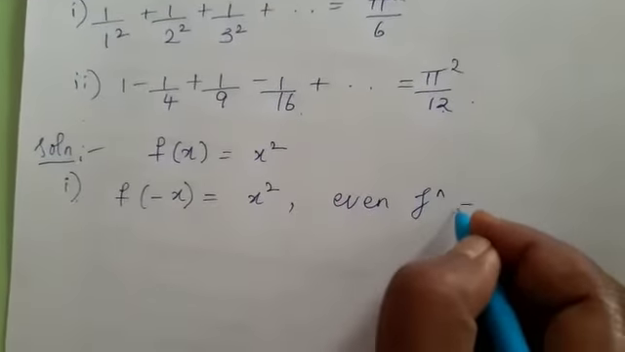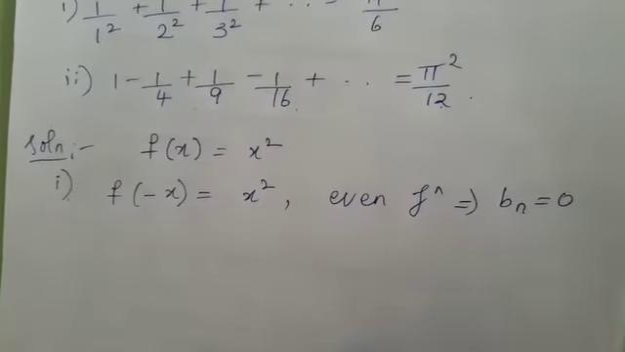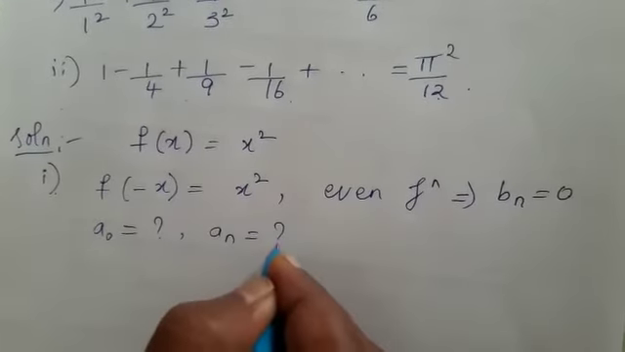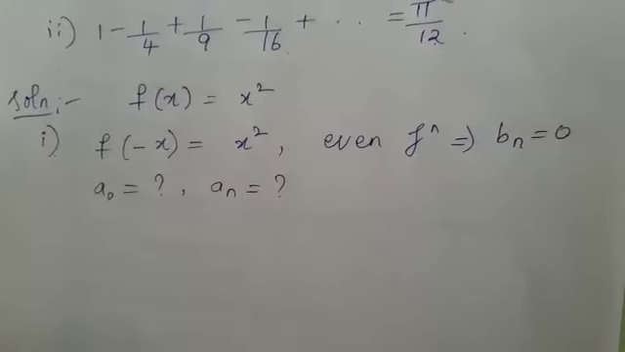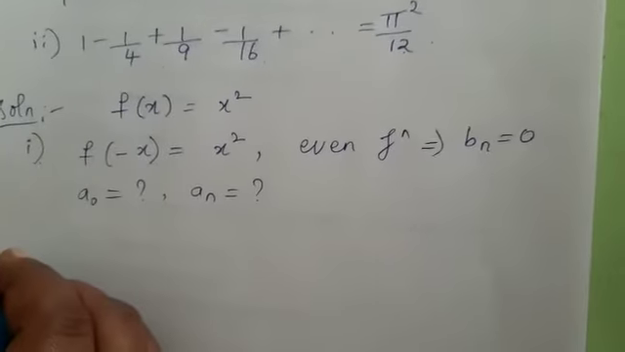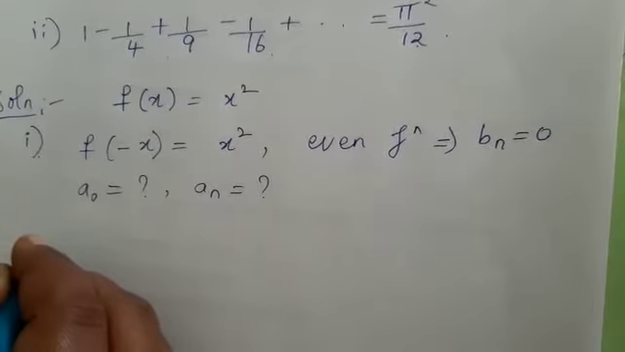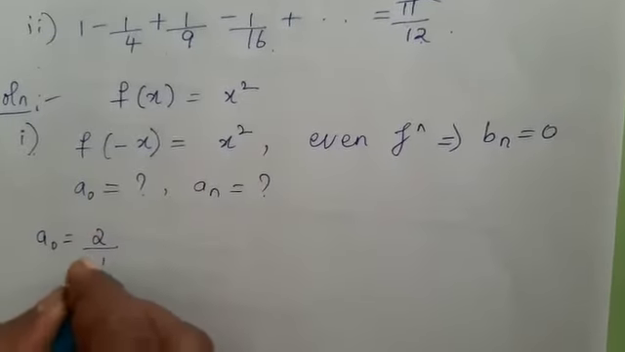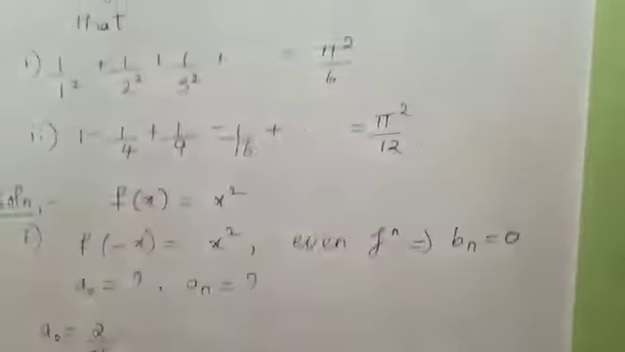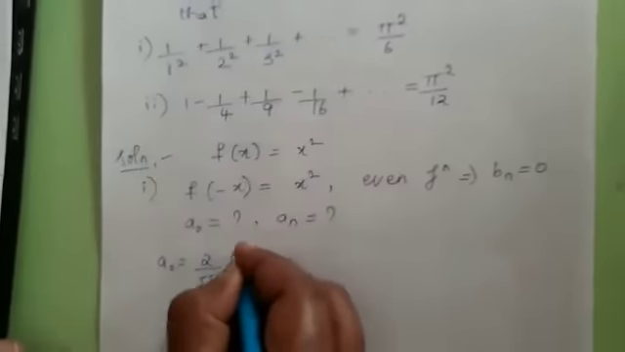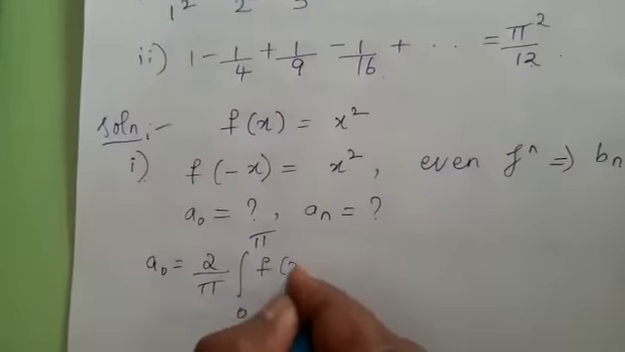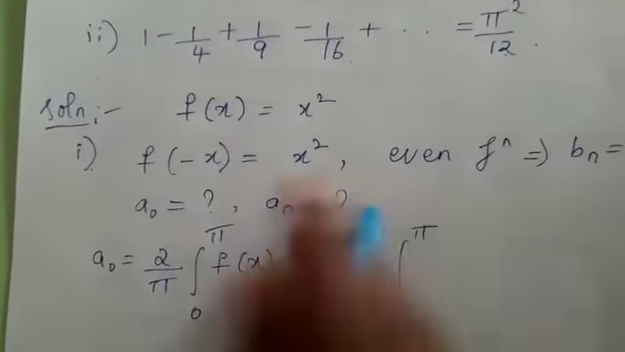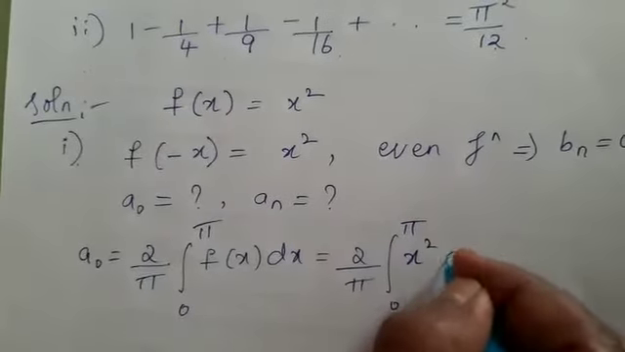We know if a function is an even function, Bn is 0, and we need to determine only A0 and An. And we know what A0 and An are that we have to determine. A0 is 2 by pi because it is varying from minus pi to pi. So integration from 0 to pi f of x dx. That is 2 by pi integration from 0 to pi x square dx.